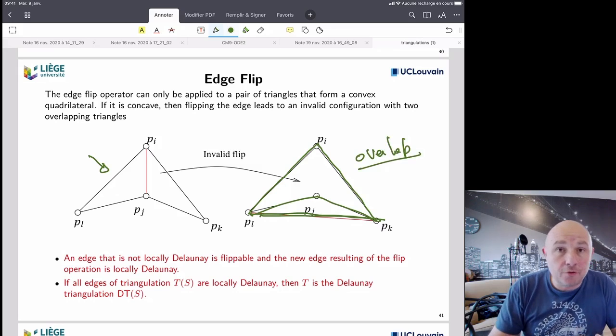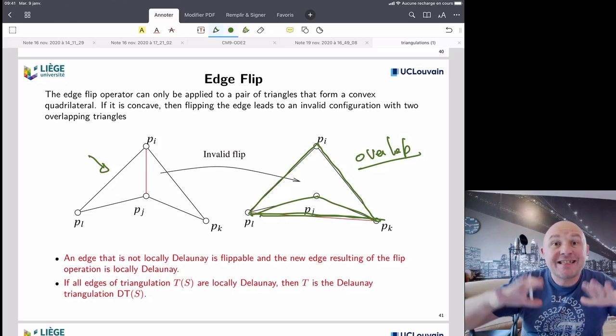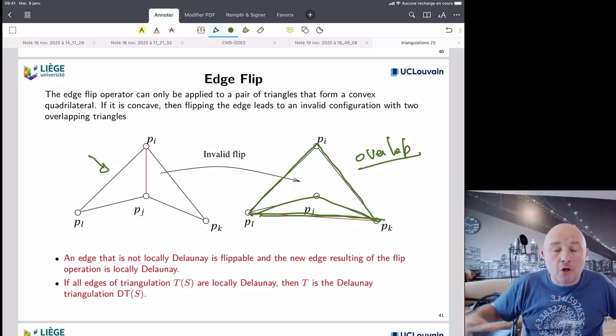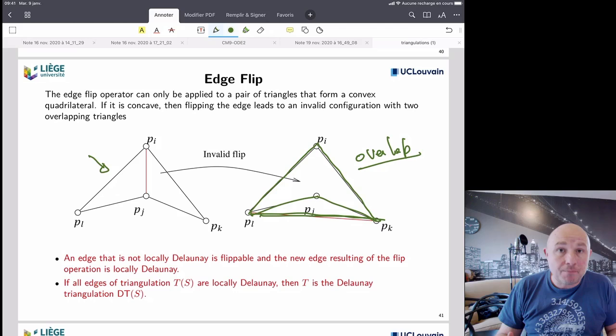So as I tell you, a triangulation, by definition, is a non-overlapping set of triangles that exactly cover the convex hull of the set of points. So if here you apply that flip, you have overlaps, so it's not a triangulation anymore.